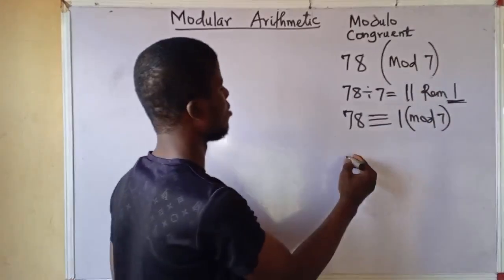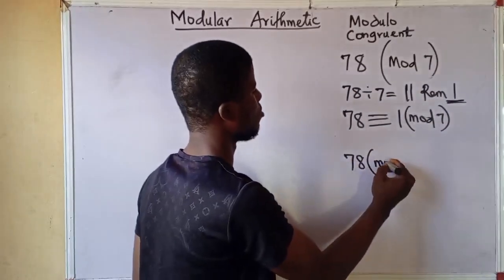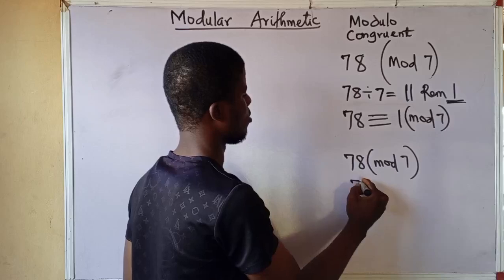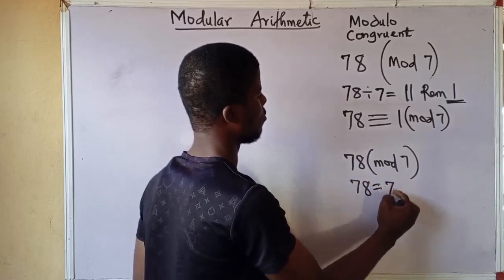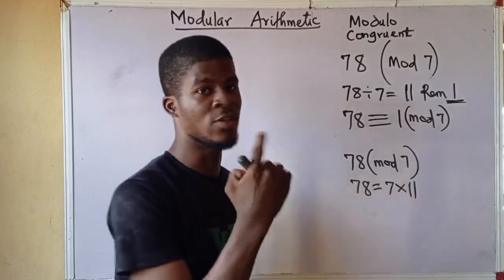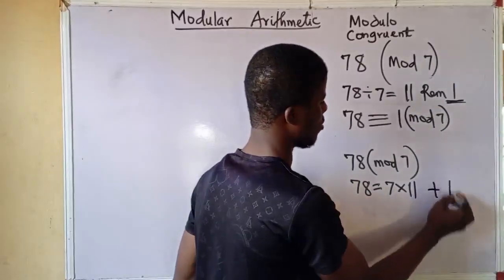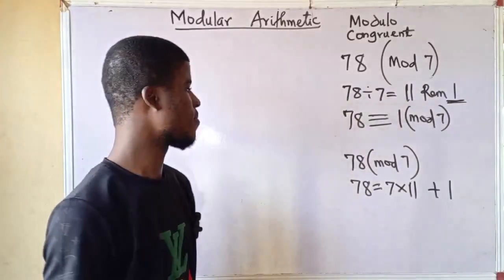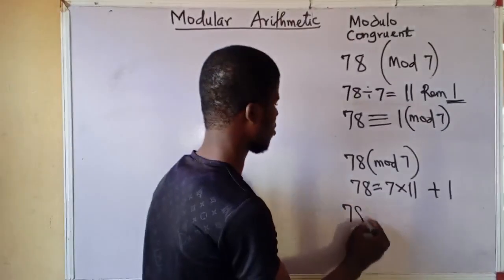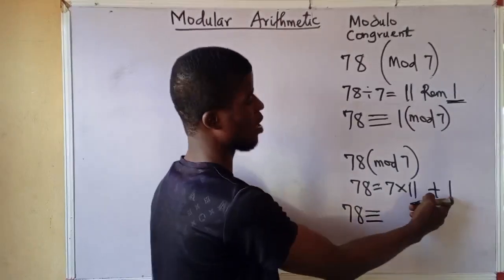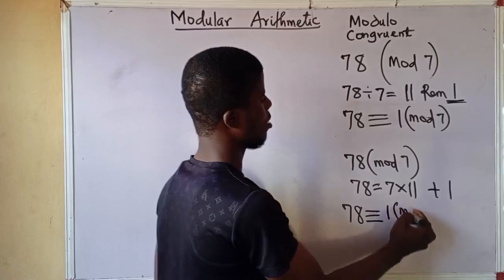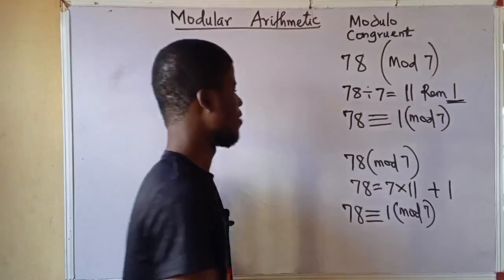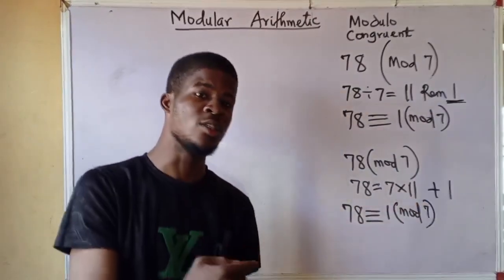I could have as well written this: 78 modulo 7 is this. 78 is actually 7 times 11, which is 77, plus 1, or remainder 1. So what this means is that 78 is congruent to this 1 that is remaining under modulo 7. So 7 times 11 is 77.